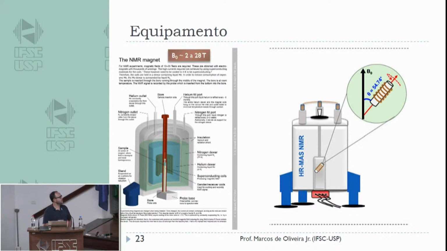This is how the equipment looks, more or less. We have a big magnet. This magnet is a superconducting magnet, so we need liquid helium temperatures to keep the superconducting coil that's inside here. Then it has some layers just for keeping the helium liquid. So we have liquid nitrogen, some vacuum layers. So it's a thermal bottle. And then our sample is put inside the coil that we are using to excite the spin systems. And this is placed inside the magnet by a probe.